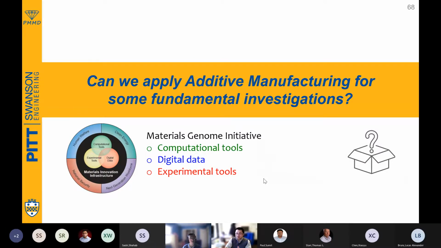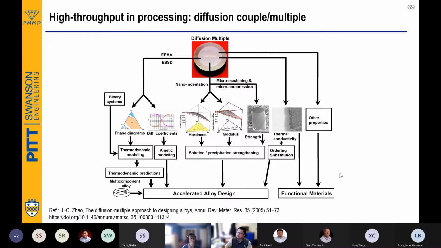So for the ending part, I would like to say how additive manufacturing as an engineering tool can serve the fundamental research in materials genome. So this is one that I bring back. In materials genome, generating the database, material science has a database problem. We don't have enough data. So we use traditional manufacturing to prepare samples and then do the diffusion couple. And then you can measure different properties and phase information.